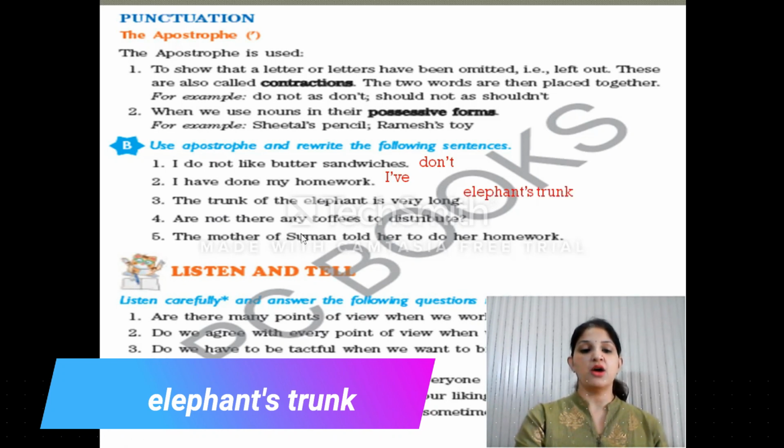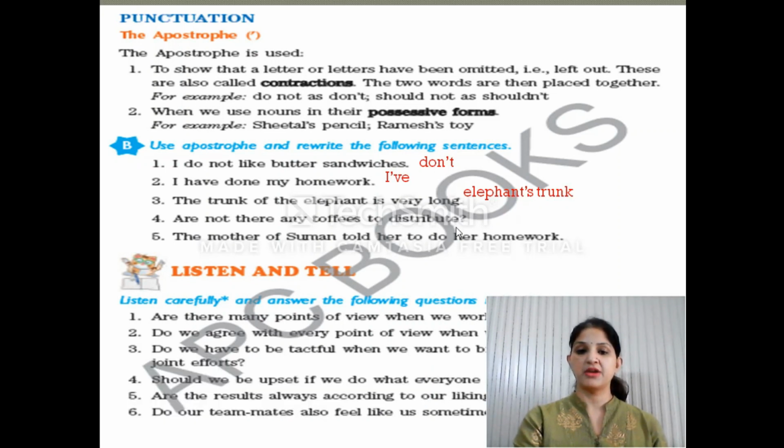Okay. Now the next one is, are not there any toffees to distribute? Here again you have got one contraction to be done. Are and not are joined together and made a single word, aren't. So A-R-E and O is omitted, then apostrophe and T. Always remember, whenever there is a contraction with the use of not, we will be omitting only O from not and putting an apostrophe in its place. The rest of the word will be the same.